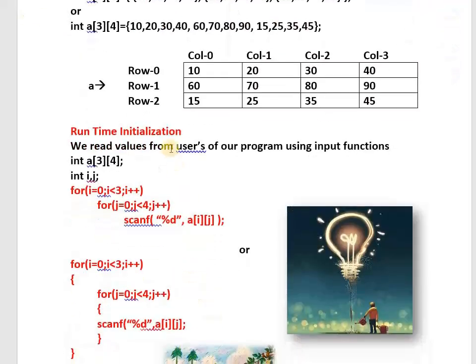Run time means we don't know the values. We read from the user of our program by using input functions. We are using i for row index, j for column index. The outer loop is for row indices. The inner loop is for column indices. I hope you understood. In the next video I give you 2 more examples.